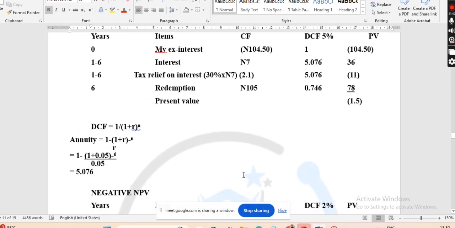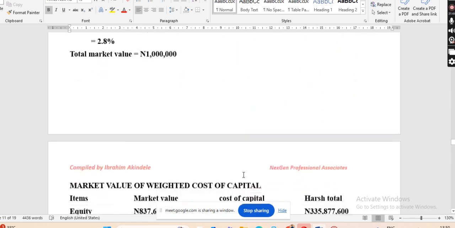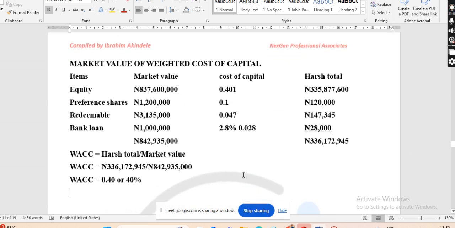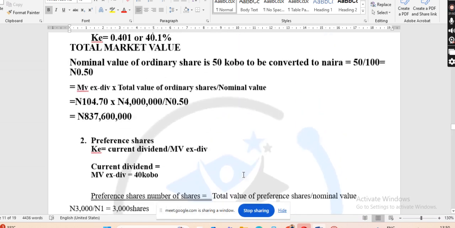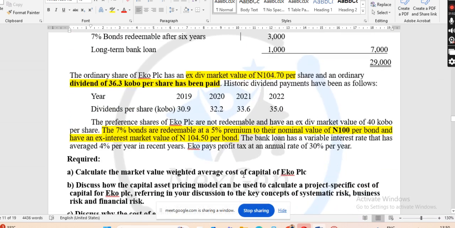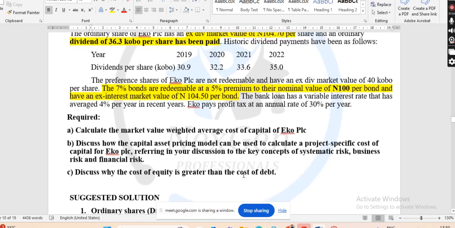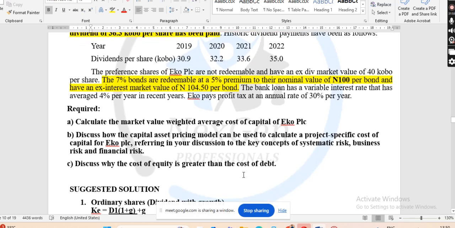And this is the simple way to calculate the market value weighted average cost of capital given to you in the question. Now, we have calculated the market value weighted average cost of capital, or post-tax weighted average cost of capital. We go ahead to the next question.